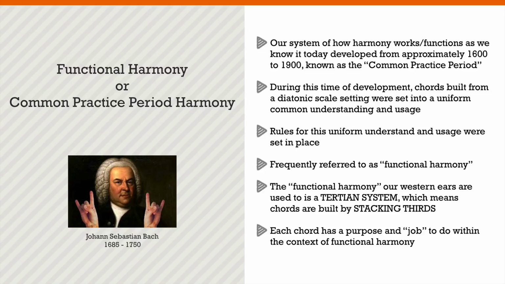This functional harmony, our Western ears are used to, is a tertian system. Right here. I love that word. Fancy word that simply means three. A tertian system means that we build chords by stacking thirds. Sometimes when you're beginning to build triads, you worry about, well, for example, a major triad is you go from C to E in a C major triad. C to E is a major third, then E up to G is a minor third. You need to make that automatic.